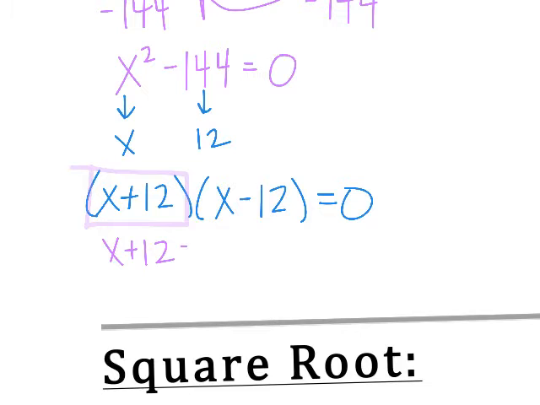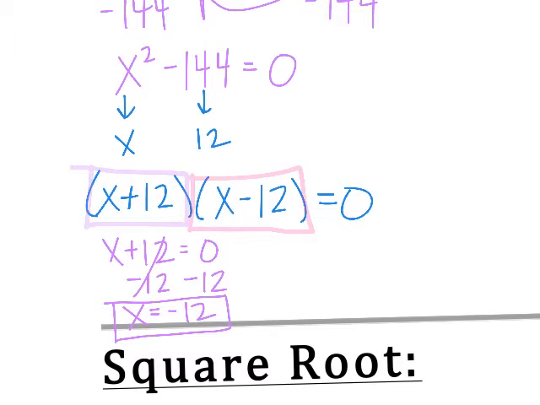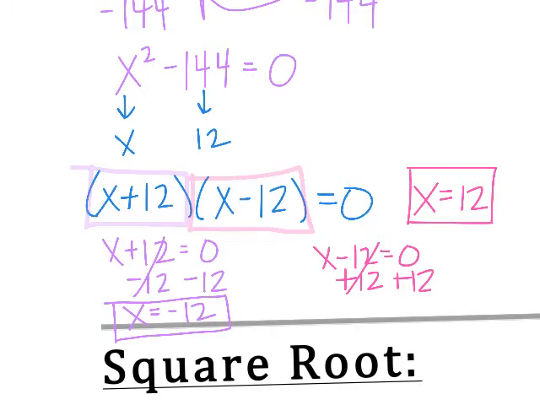So x plus 12 equals 0 is my first part. I'm going to subtract 12 from both sides, and I get x equals negative 12. Now for my second part, I have x minus 12 equals 0. This time I'm going to add 12 to both sides, and I get x equals positive 12. So I have a negative 12 and a positive 12.